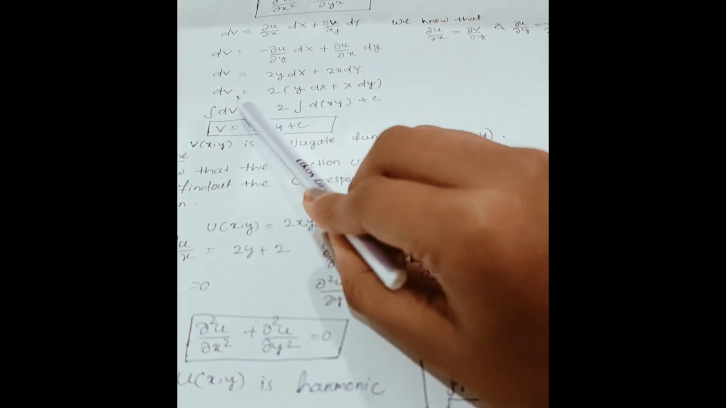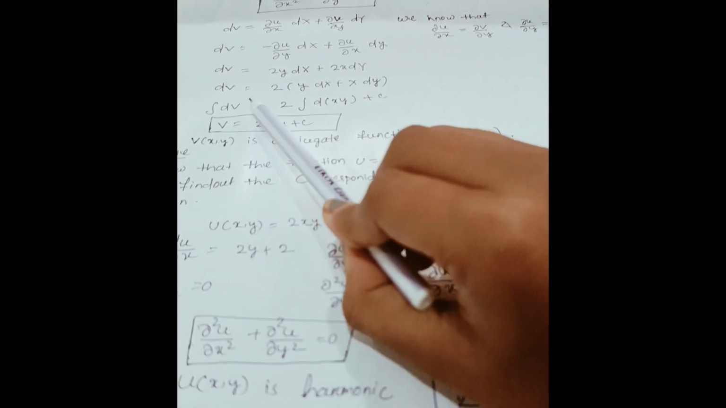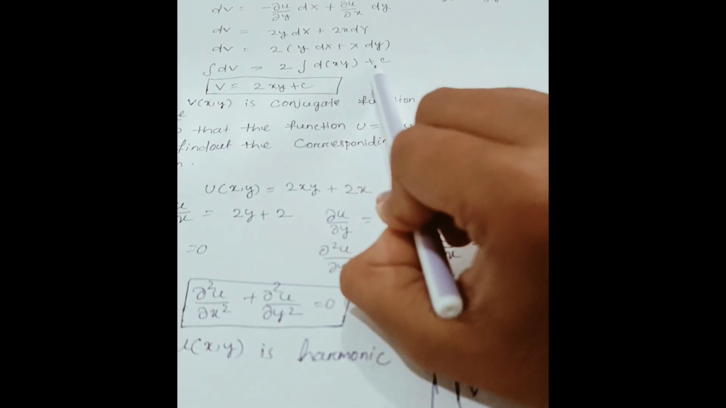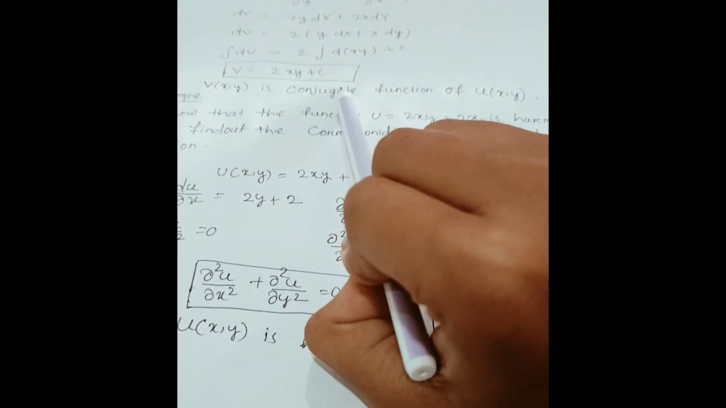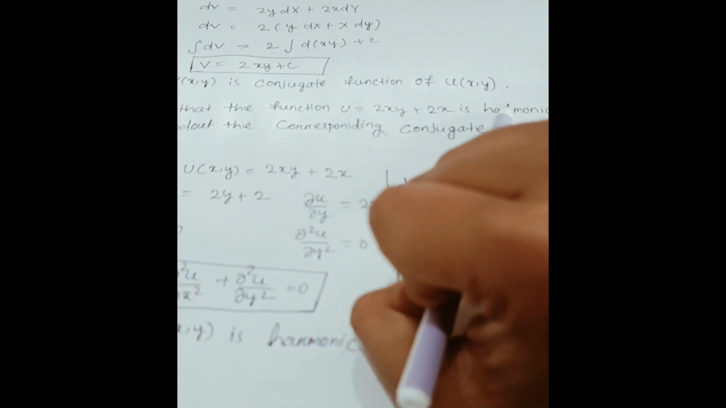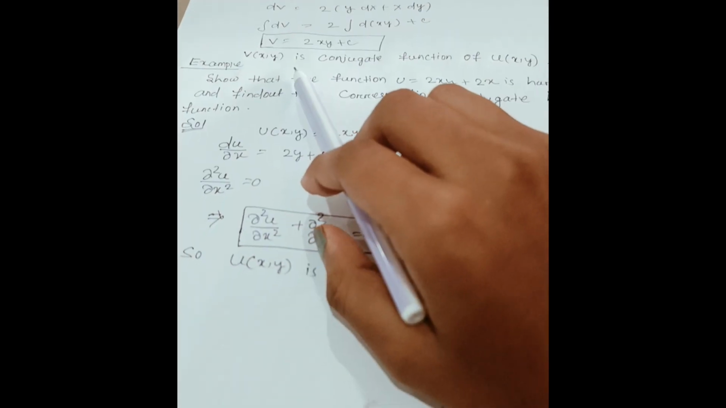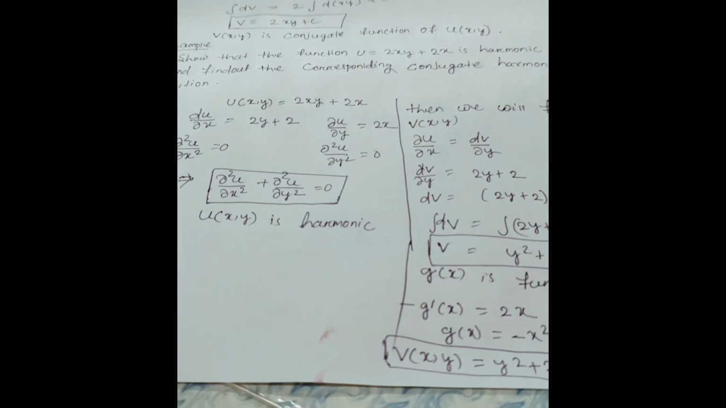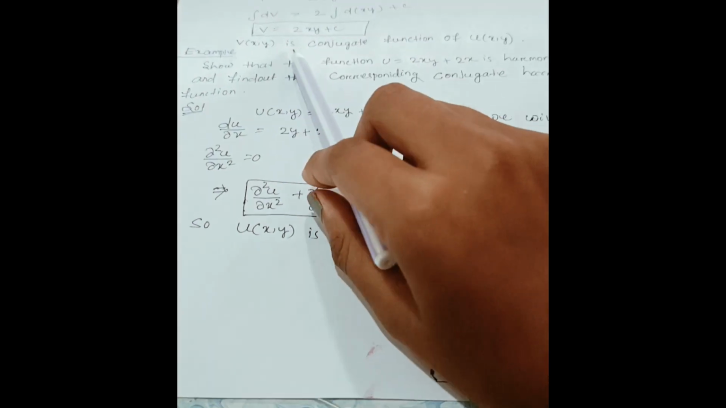Now we integrate: dv equals 2 d(xy) plus c. So v equals 2xy plus c. Now v(x,y) is the conjugate function of u(x,y). Let's see how to find the conjugate function of u and check whether it is a harmonic function or not.